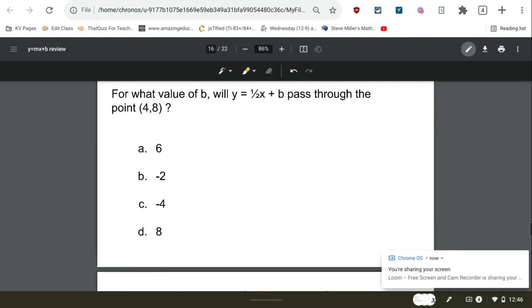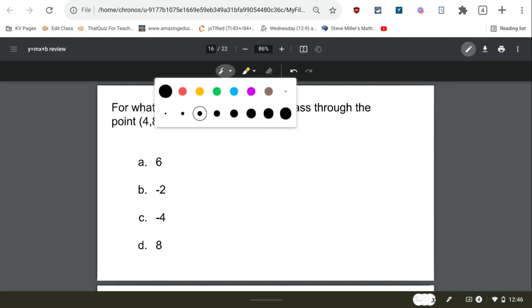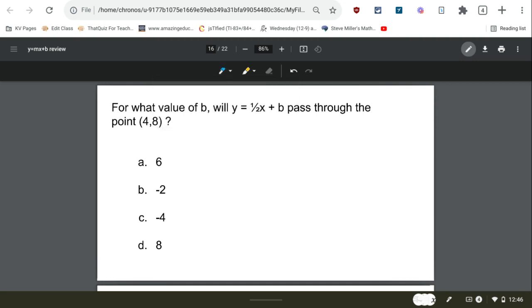All right. Moving on. Number 16. What does the value of b have to equal in order for this line to pass through 4, 8? So algebraically, what you should do is plug in 8 for y and 4 for x, and then figure out what b is like this. This is the clever way to do it.